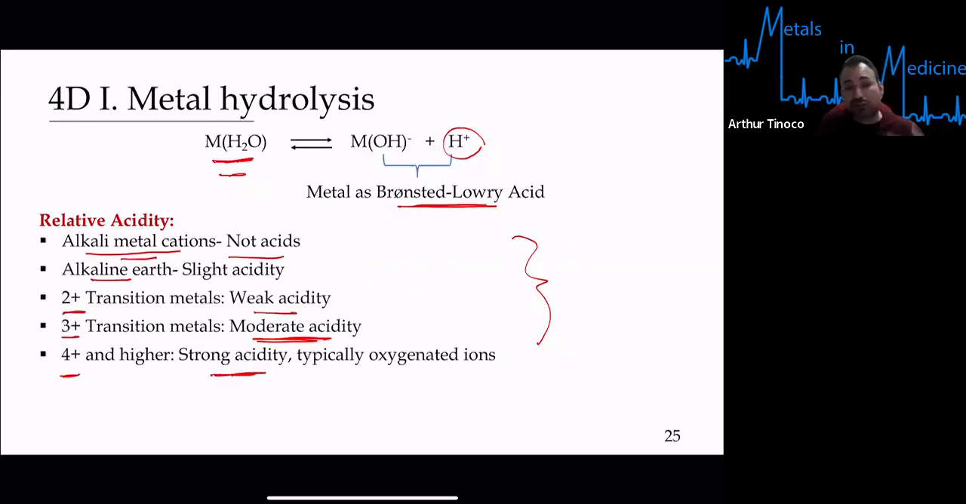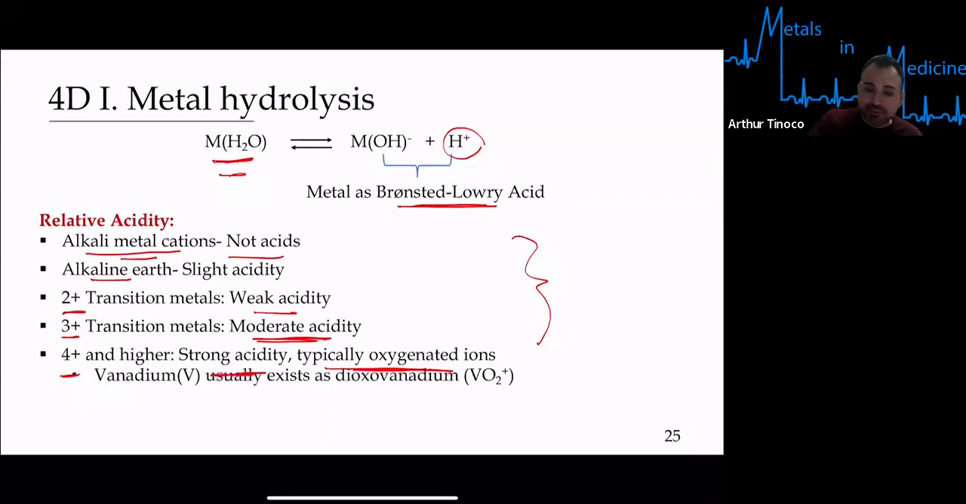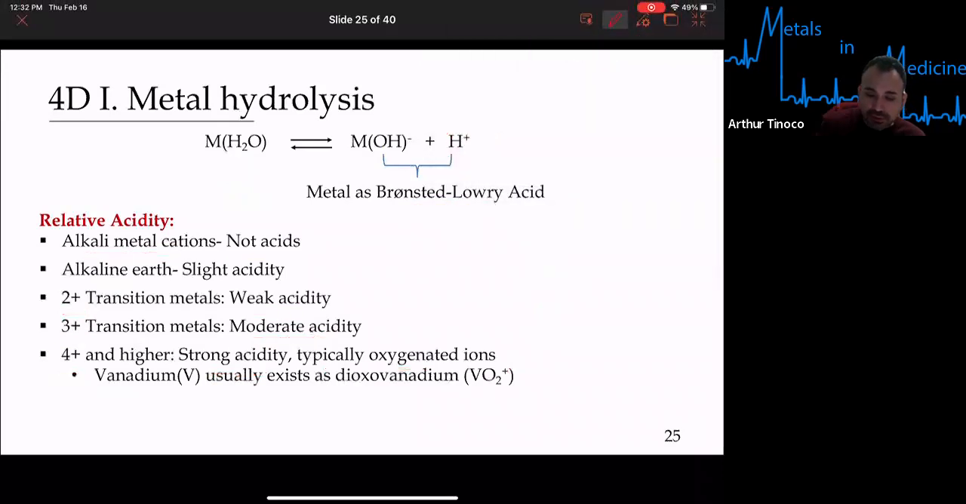And because of that strong acidity, they tend to be typically oxygenated. So you won't necessarily find them in their free form. They typically will be metal with some sort of oxide on it. So for instance, vanadium is an example of a metal that's very metal hydrolysis prone. And so you'll often find vanadium 5 in its dioxo vanadium form, so it exists as a vanadium oxide cation.